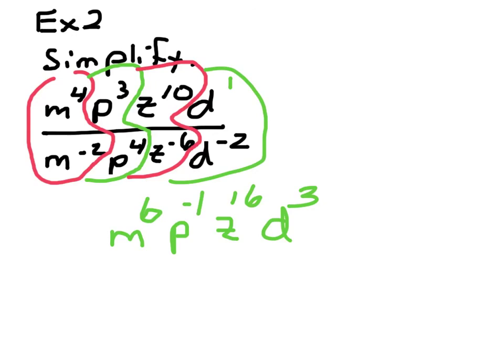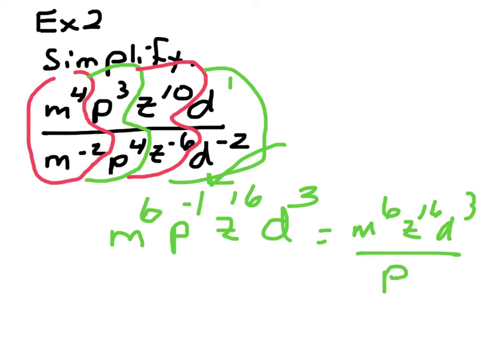Now remember, if they want all positive exponents, I would drop the p to the negative 1 down, and it would become m to the 6, z to the 16th, d cubed, over p to the positive 1, or just p. So we've talked about how you divide powers, or in other words, the quotient rule for exponents.